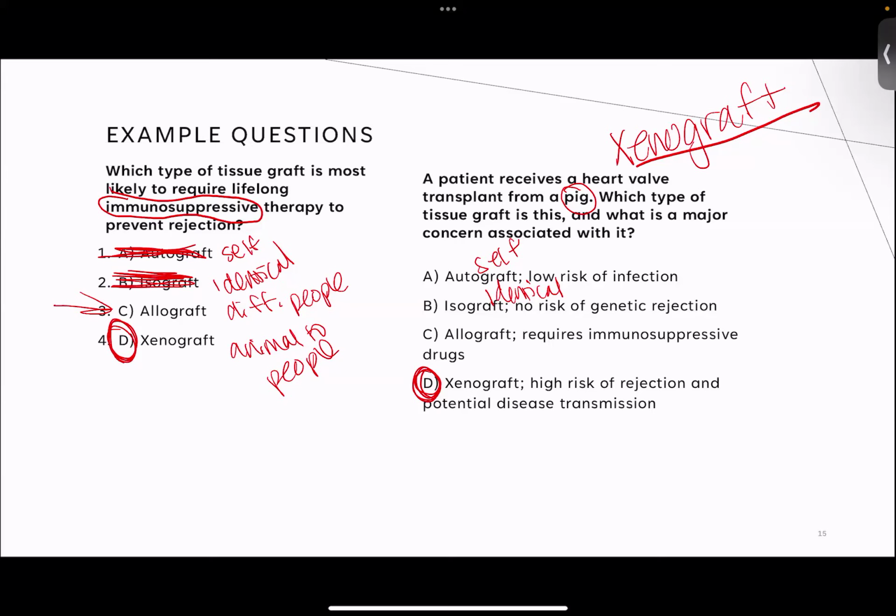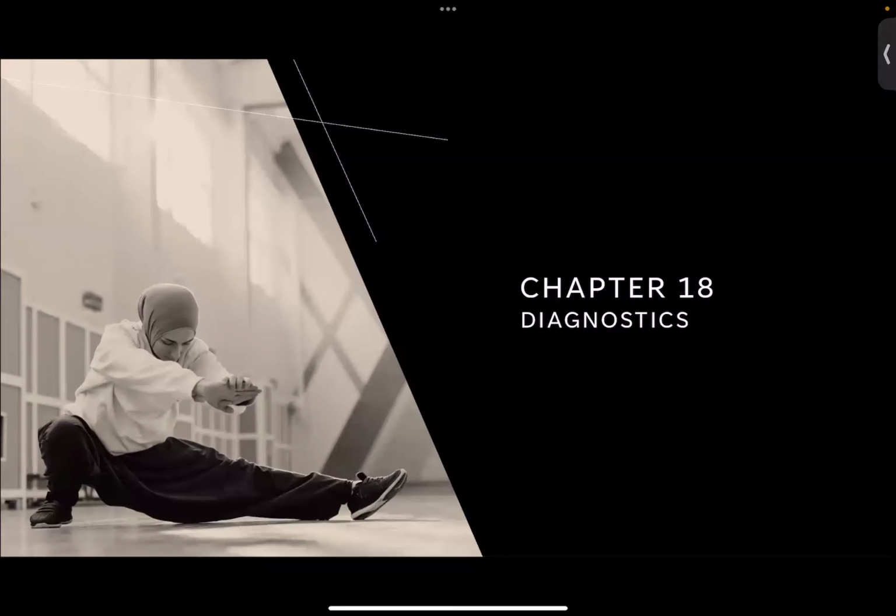This would require immunosuppressive drugs, but this is from an animal to a human. This is a xenograft. So there's a high risk of rejection and potential disease transmission from animals to humans, those zoonotic diseases that can be transmitted from animals to people.